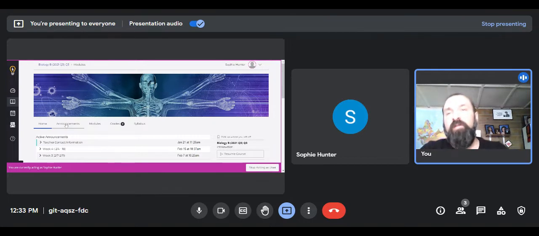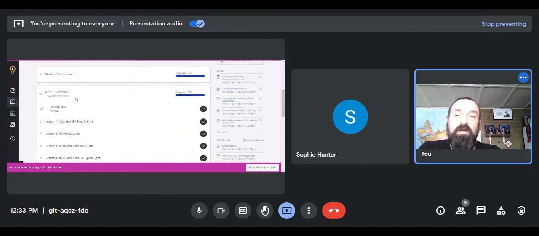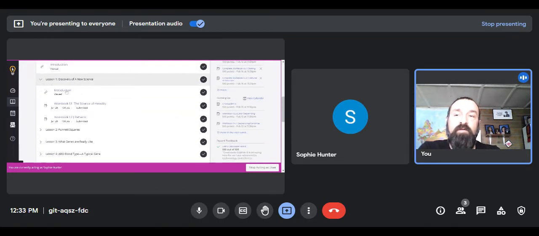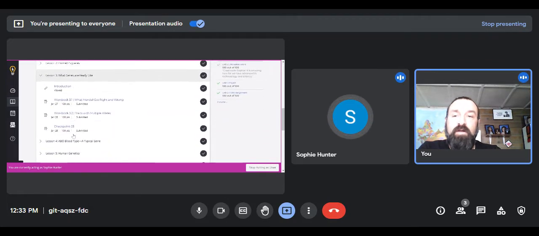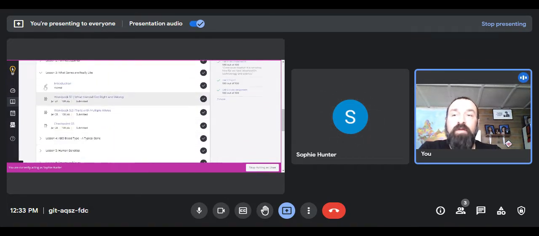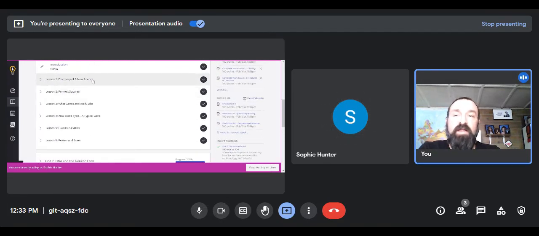The reason is some lessons count for more than others. I know that sounds weird, but sometimes a lesson might have, these are your lessons here, like this lesson only has a couple of things, whereas another lesson might have multiple things that you have to work on. So it just kind of depends. But each one of these is a lesson.